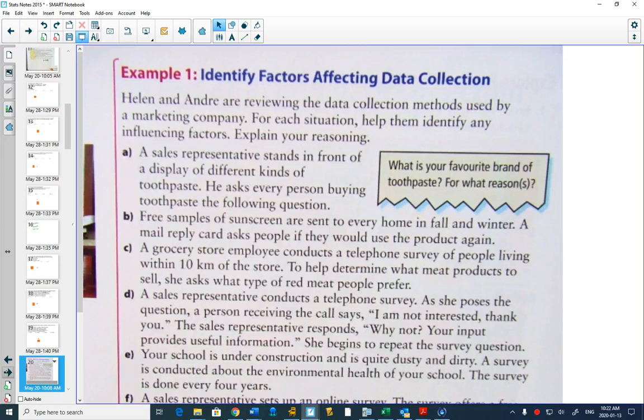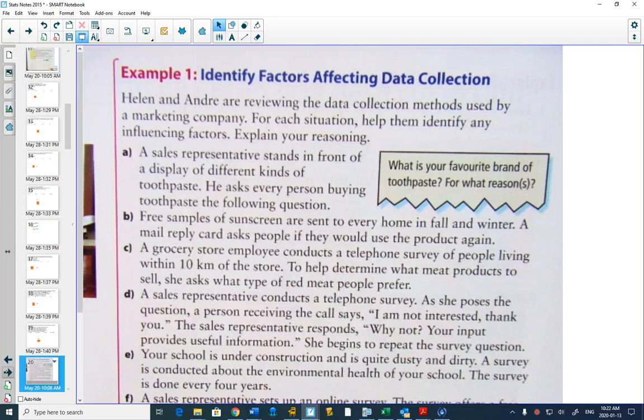Okay, let's look at B. Free samples of sunscreen are sent to every home in fall and winter. And then they ask if they would use the product again. Any issues in that one? When do you use sunscreen? Only in the daytime when you go to the beach. So how much have you gone to the beach in the last week? None. Oh, how disappointing. Right? It's only those hardcore people, you see them out there on Grand Beach these days.